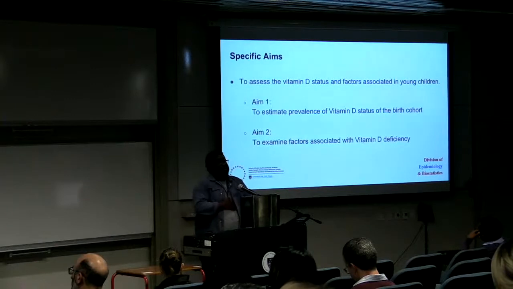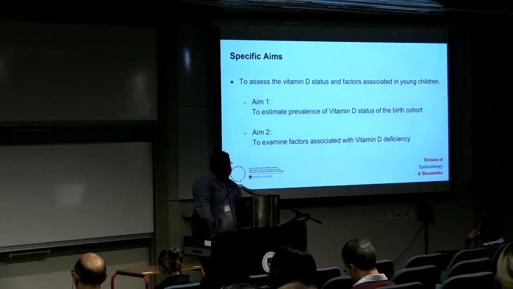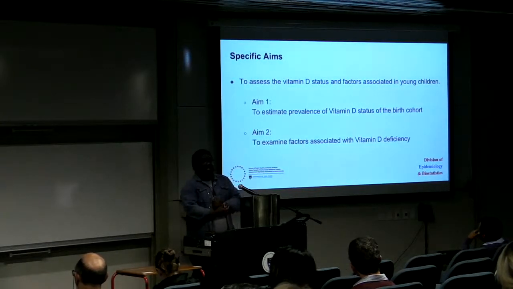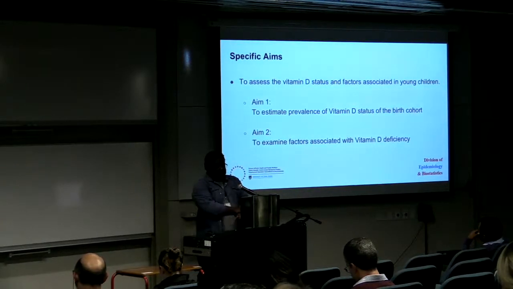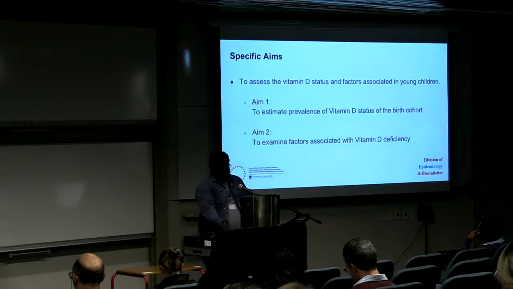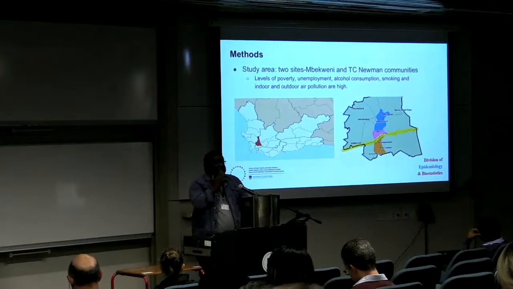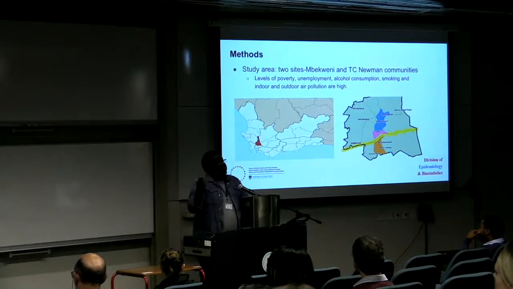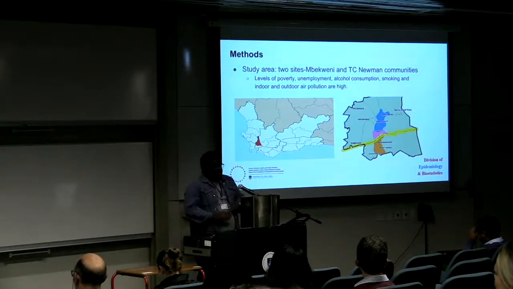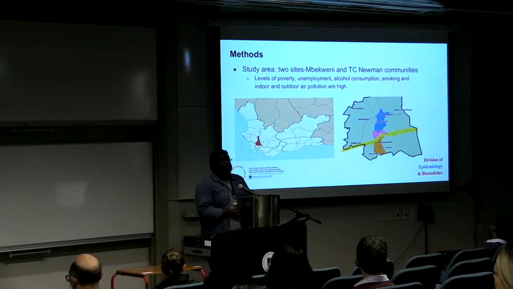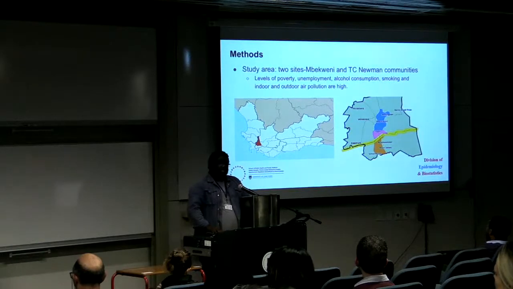So, for the purpose of this presentation, we'll look at the prevalence of vitamin D status in this birth cohort, and also look at some factors associated with vitamin D deficiency. So, the setting, a little bit about where Drakenstein is, I've put the map for you so that you can see where this is. So the red dot, it's Drakenstein sub-district, which is part of Cape Winelands district.